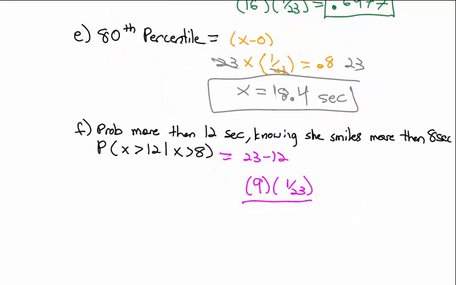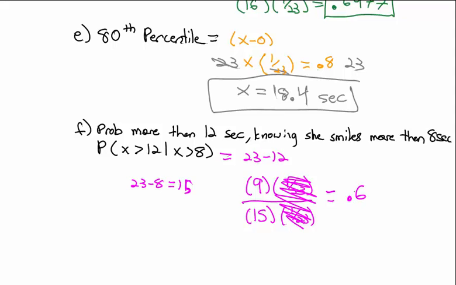To get that distance, 23 minus 8 is 15. So we have 15 times the height, which is 1 over 23, and that's nice because the height divides out, and we're left with a 9/15 probability, which is 0.6. So if a baby smiles more than 8 seconds, there's a 60% probability she's going to smile more than 12 seconds.